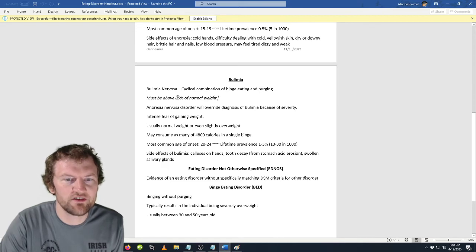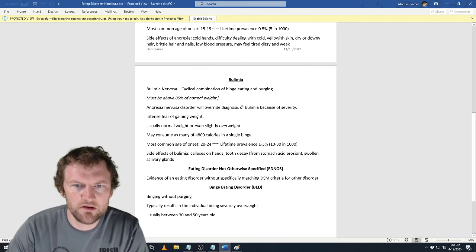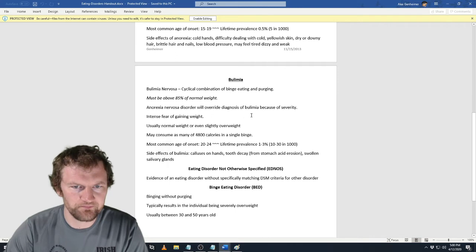You must be at least normal weight, and often over normal weight. So people with bulimia can, and probably usually are, slightly overweight. You have an intense fear of gaining weight, that makes sense. Usually, there we go. A lot of calories.